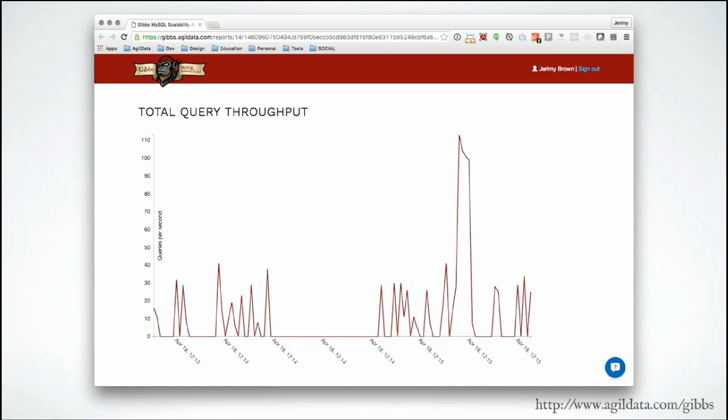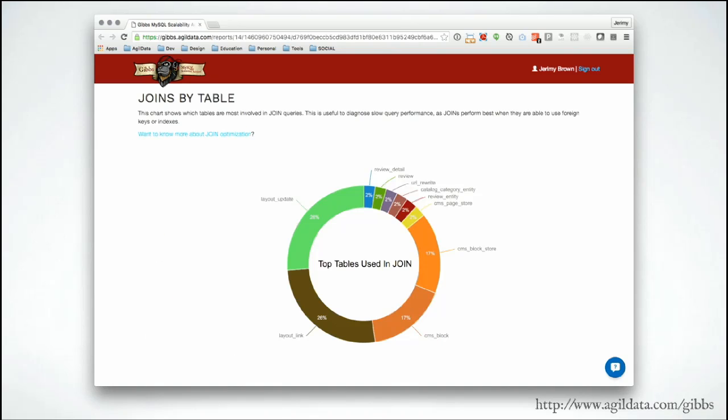You can get things like, what's my database query throughput, a lot of time series analysis of the queries that are happening. You can get really nice distribution graphs like pie charts that show you which tables are involved in joins, how can I drill into that, what are my most heavily used tables on the write side, on the read side, and how does that impact me if I want to think about sharding?